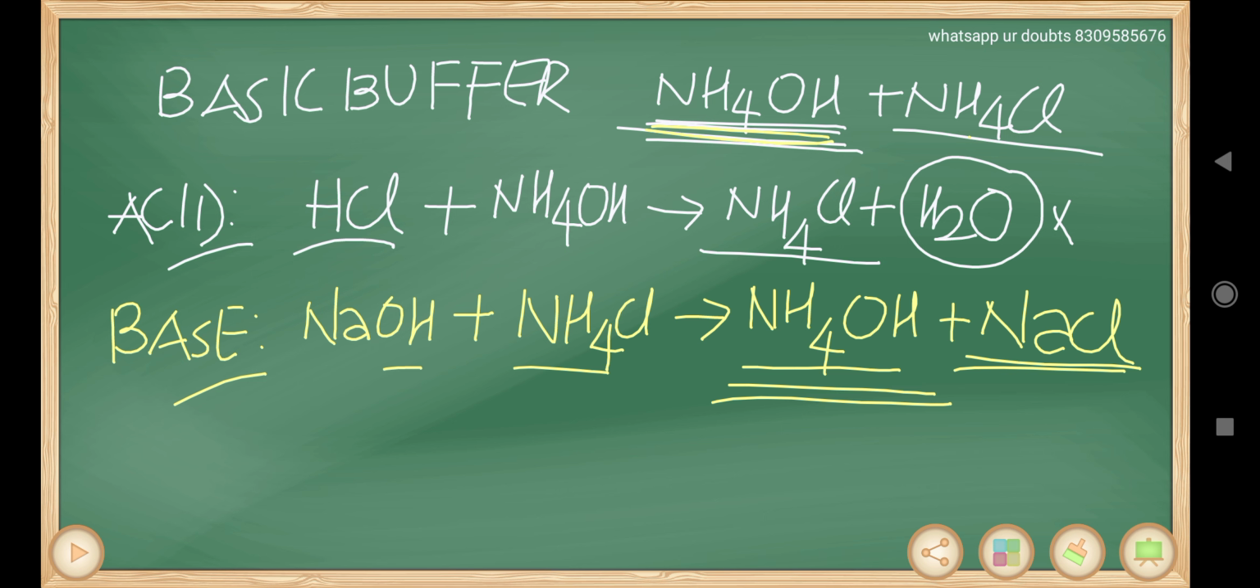So when you are adding small amounts of acid or base, there is no change in the pH of the solution. Only then are such solutions called buffer solutions. In the next part, we will discuss Henderson's equation to find the pH and what combinations can make a buffer solution. That's going to be very important. We will discuss it in the next class.